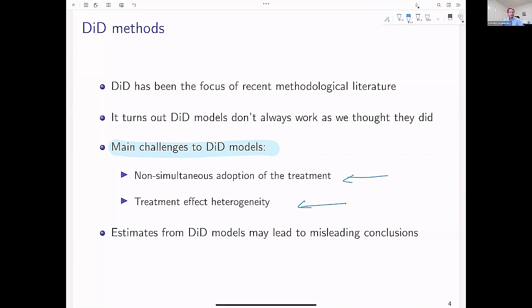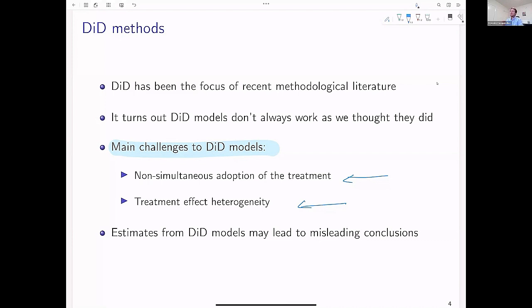Okay, so question in the chat, can the treatment be in different intensities? Okay, so yes, it can. In most of this workshop, we will focus on the simple case in which the treatment is binary. Okay, so we're going to say just like affected by the policy, not affected by the policy.